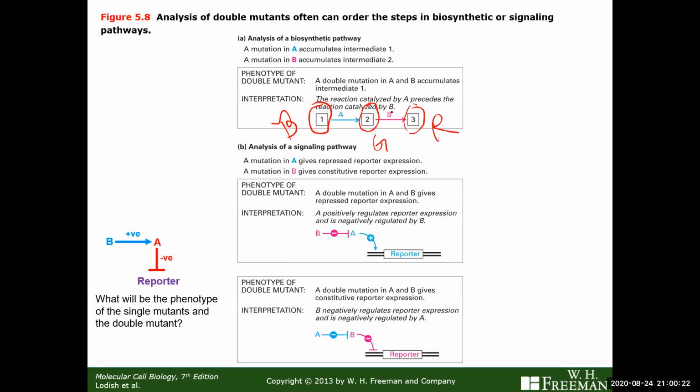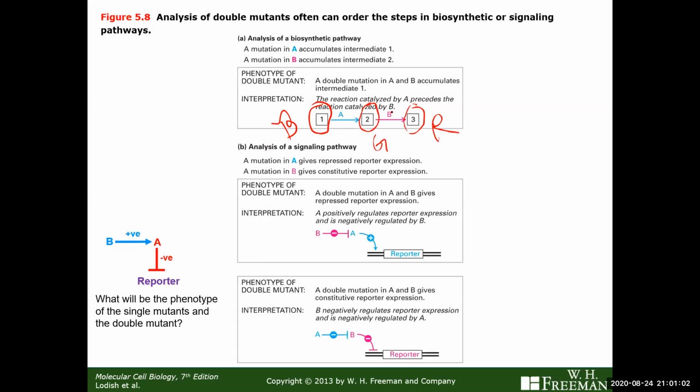If it were just the other way around, if B were acting upstream, like B were acting first and A were acting second, then the products that will be accumulating will be different. If B were acting upstream, then a mutation in B will have accumulation of the blue colored substrate, and a mutation in A will have accumulation of green colored substrate. That's not the case. So this is how you can order the genes as per their sequence of action. That is one kind of explanation, one kind of use.